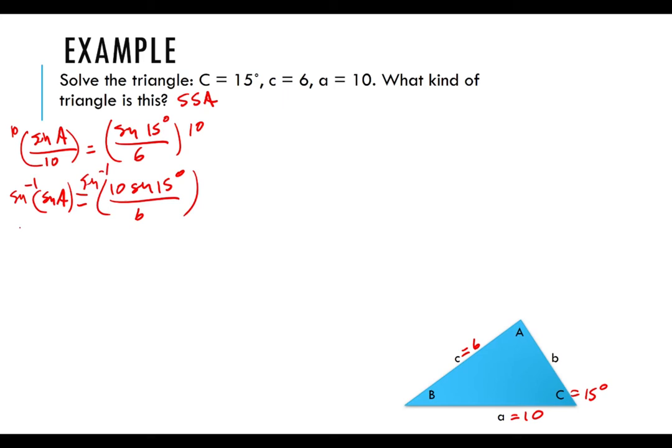And so now I have sine inverse of sine of A is equal to sine inverse of 10 sine of 15 degrees divided by 6. And I get that this is approximately 25.55 degrees. Okay, but once again, this is the situation where we have to ask ourselves, are we done and we have one solution that we cycle through, or is it possible to have two solutions?